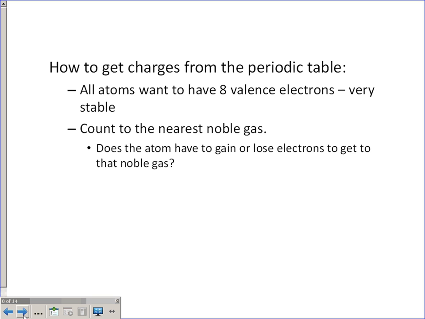So how do we obtain the charges? All atoms want to have 8 valence electrons. We will learn about that when we talk about bonding, next unit. But for the time being, we want to count how many electrons it would take to gain or lose to get to the closest noble gas.